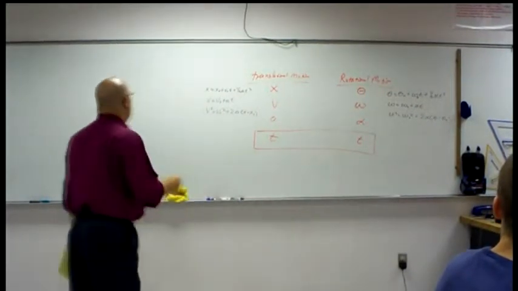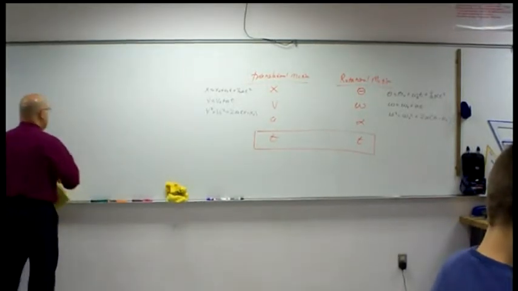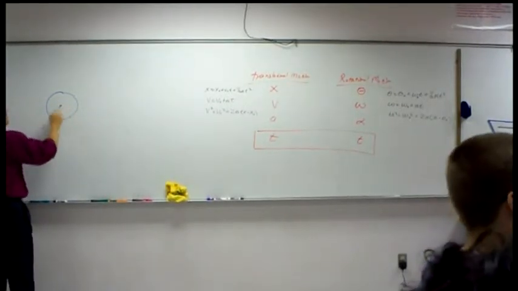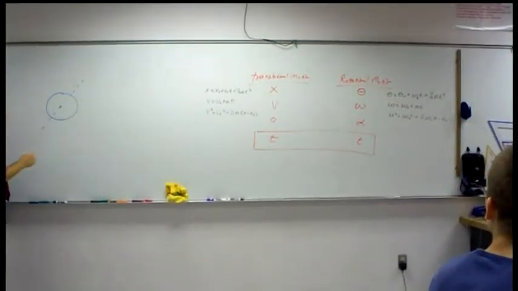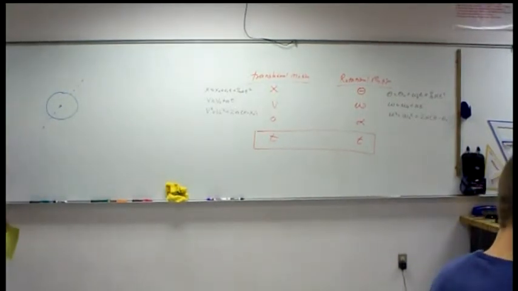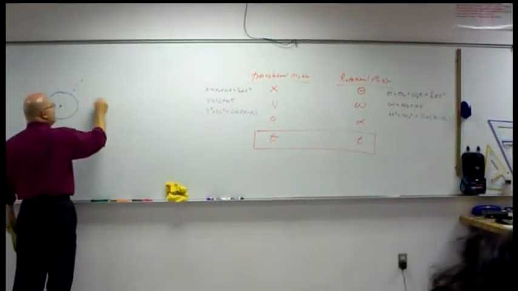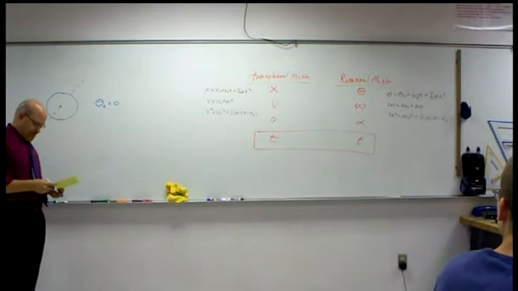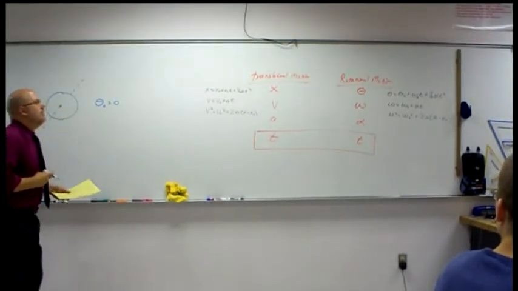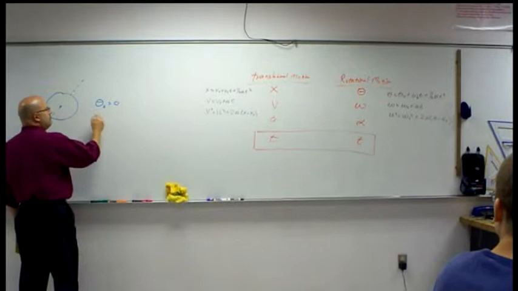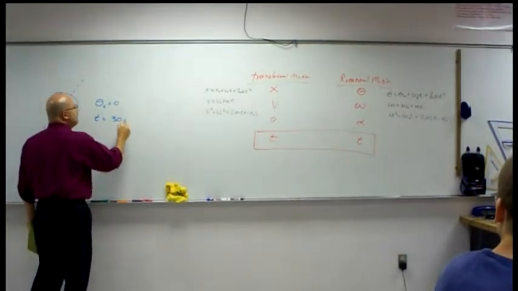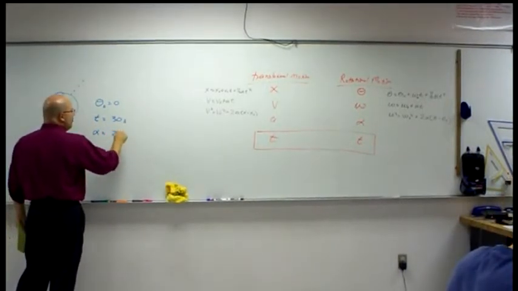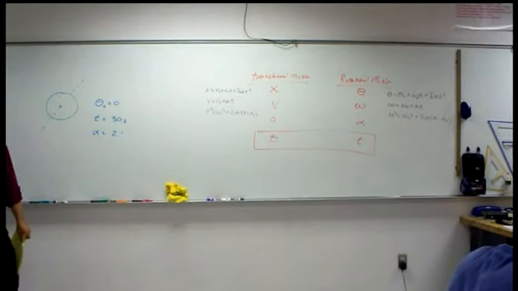So let's do this real quickly. Let's say you have a rotating device here. Here's the axis, and it's rotating about that axis. It begins at theta naught equals 0. And let's say that it spins for a time of 30 seconds and it accelerates at 2. What are the units on these things?